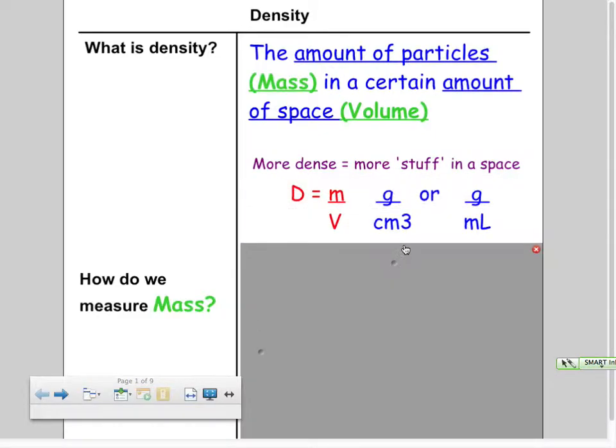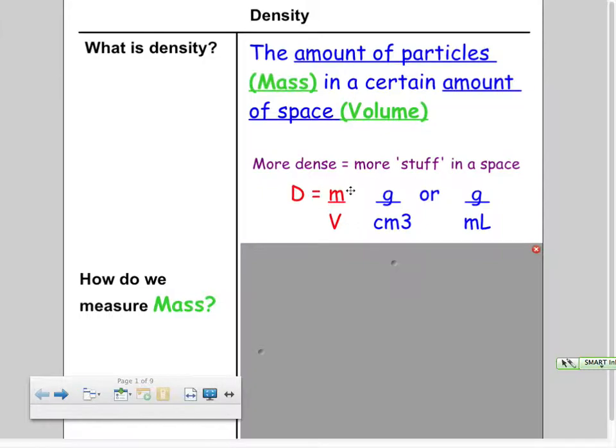For example, density is denoted by the big letter D, equals mass over volume. So mass over volume is density. This is the amount of stuff in the amount of space.